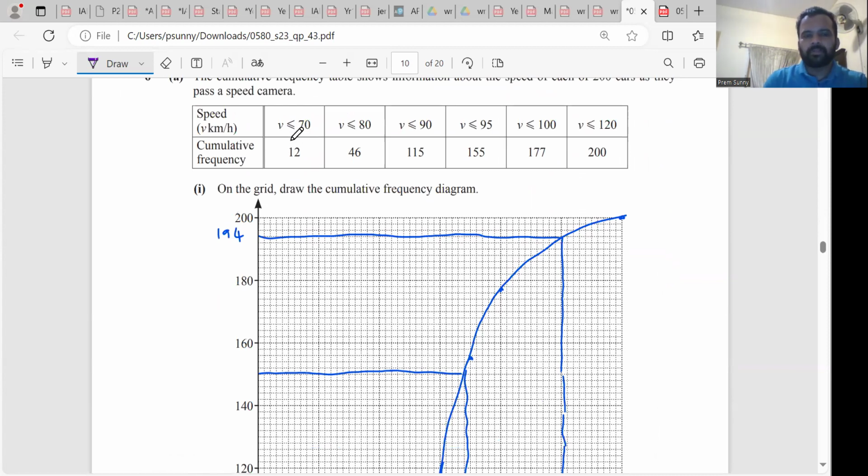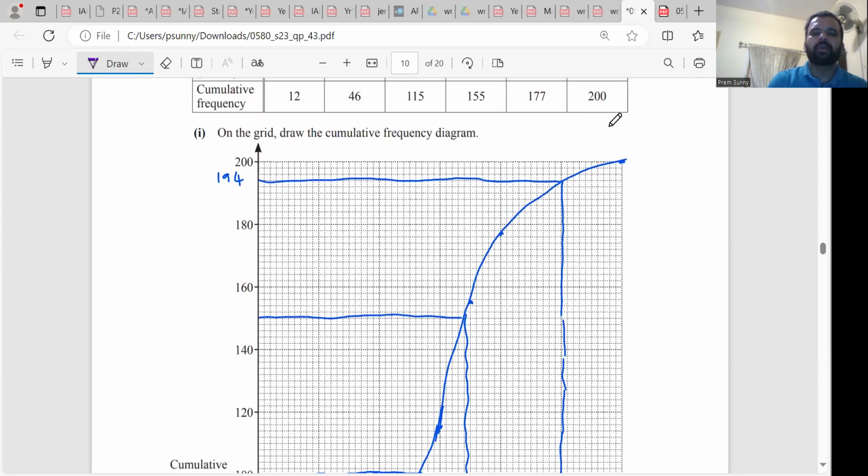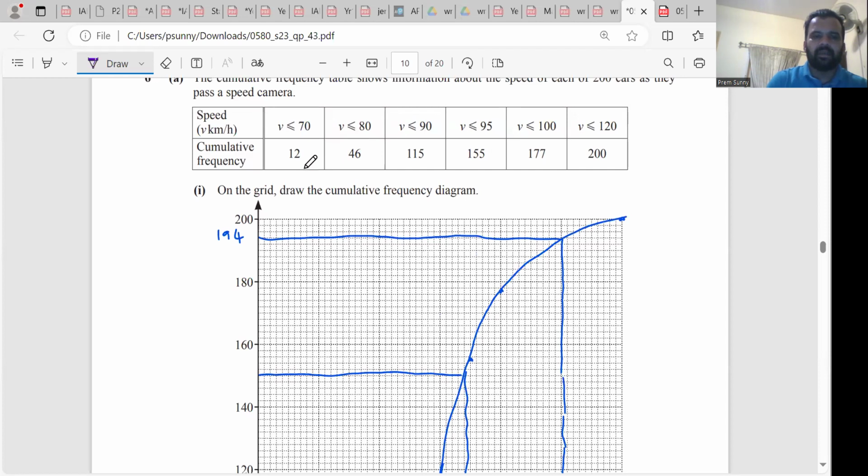Speed less than or equal to 70, 12 cars; less than 80, 46; less than 90, 115; less than 95, 155 cars; less than or equal to 100, 177; and less than or equal to 120, we have 200. Draw the cumulative frequency diagram. All the cumulative frequencies are directly given, we just have to plot the points.